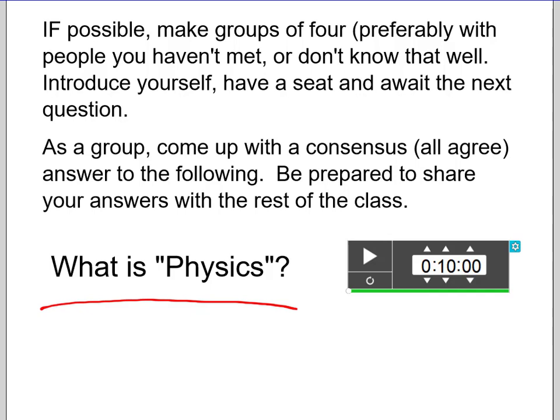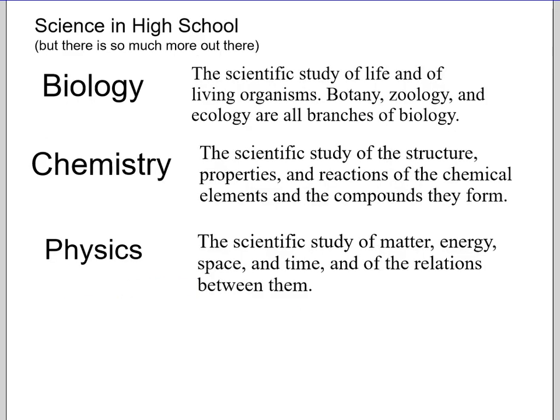Okay, so hopefully you've had a chance to think a little bit about that. Normally we get answers like electricity and forces, and those would all be correct. There's actually no wrong answer. But what we'll start to see is, these are the three sciences we cover in high school. Biology is the study of organisms, ecology, those types of things. Chemistry is more about the structure, properties, and reactions of chemical elements. Physics is a study of matter, energy, space, and time. And this is the word I like to really work on: the relations or relationships between them. How things link together, how they interact, is really important. And as you'll notice, that's a trend throughout all of the sciences.